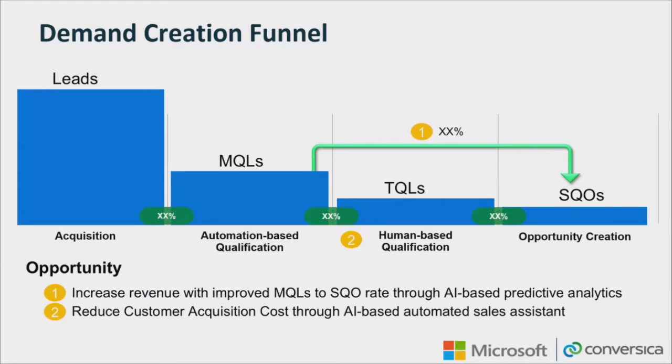And then the second, once you have an MQL, you need to send it to an inside seller. The inside seller spends a lot of time calling and trying to reach the right person. So how do we take some cost out of that through bots and automation? So those are the two areas which we're applying different techniques.